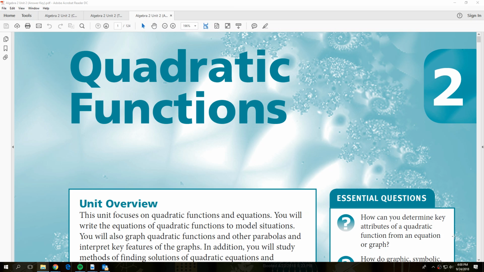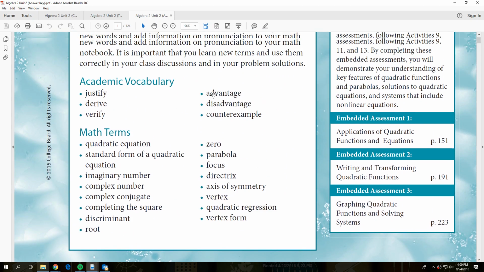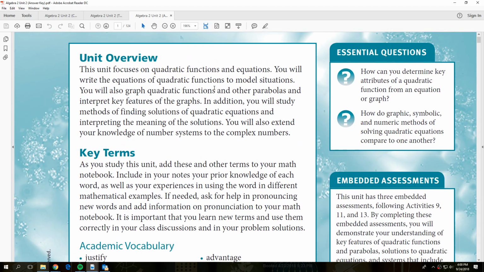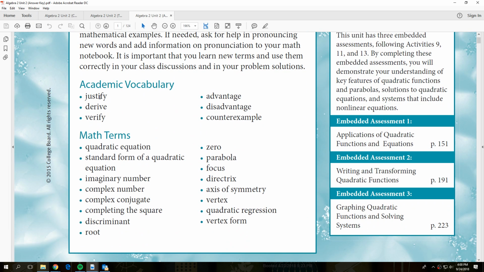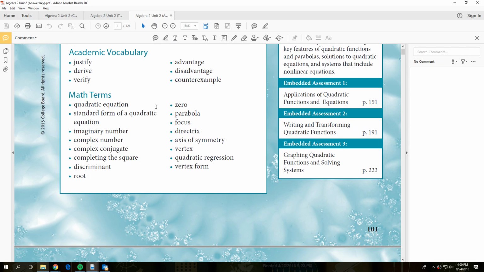Alright guys, welcome to our unit on quadratic functions. This is the very first lesson here. In your books you should definitely go over and read the unit overview, the key terms. Here's some academic vocabulary, and actually while I'm doing that, let me just get my commenter out. And we have a bunch of different math terms as well here.